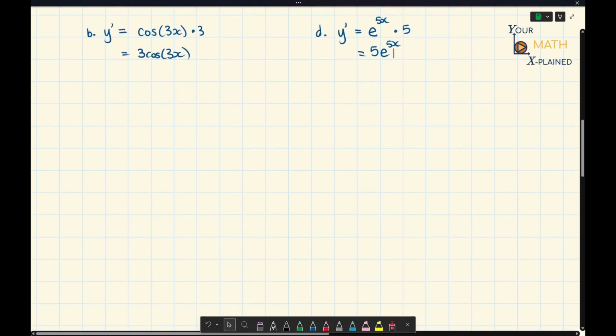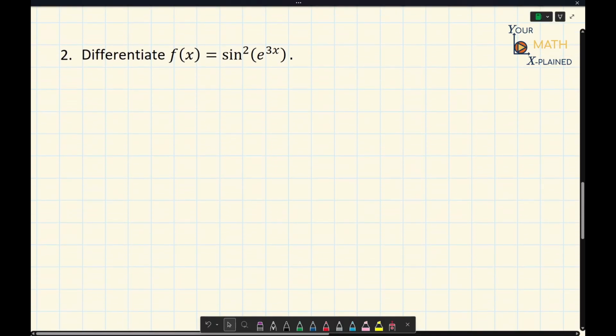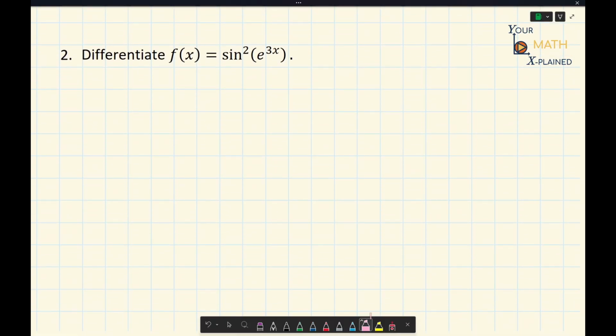Let's take a look at the next example where we have a couple more layers. So here we have sine squared of e to the power of 3x. The idea here is the same. We keep peeling the outside and work our way in while keeping the inside the same. So here we actually have 4 layers. To see what I mean, let's go ahead and rewrite this.